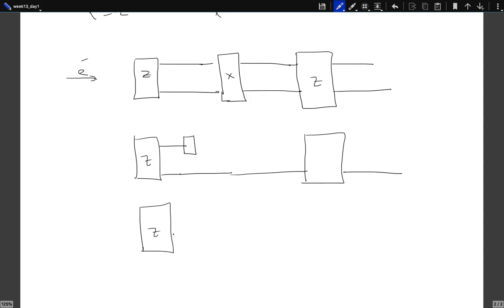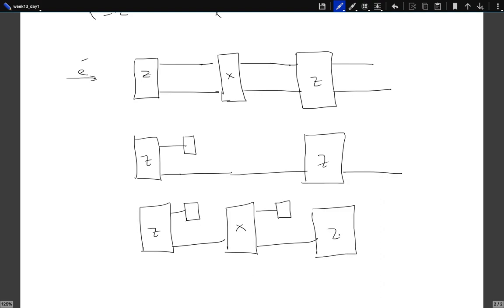Let's take this one. Similar setup. You block the one that goes to the top. Then you take the Stern-Gerlach experiment aligned along the x direction. This again splits into two. You block one of them. And then you send it through the third Stern-Gerlach experiment. It splits into two.